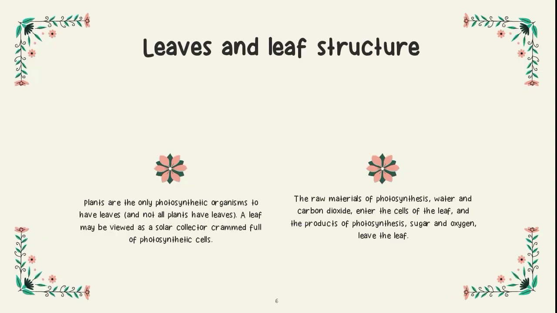Leaves and leaf structure. Plants are the only photosynthetic organisms to have leaves, and not all plants have leaves. A leaf may be viewed as a solar collector crammed full of photosynthetic cells. The raw materials of photosynthesis, water and carbon dioxide, enter the cells of the leaf, and the products of photosynthesis, sugar and oxygen, leave the leaf.